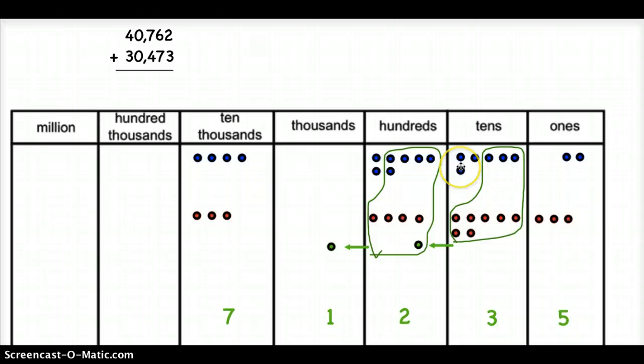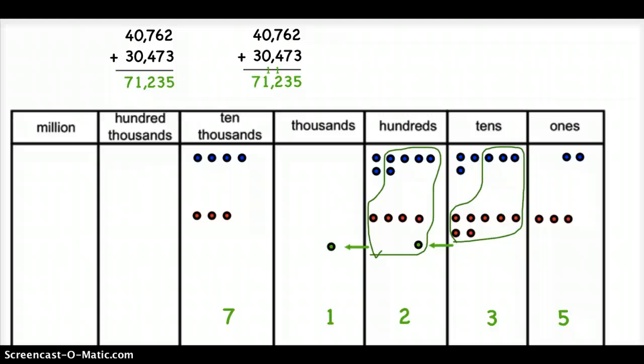3 of my tens did not get bundled, so that's how many I have. In my hundreds, when I count all of them together, including the one that I had regrouped, I had more than 10 again. I group a set of 10, send it to the next place value. The 2 hundreds that did not get bundled are what I write. I now have 1 thousand and I have 7 ten thousands. So when I look at my number, my answer is 71,235.